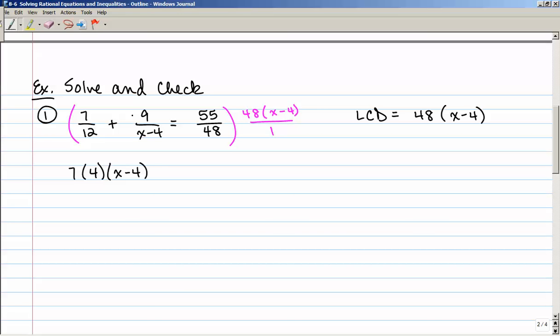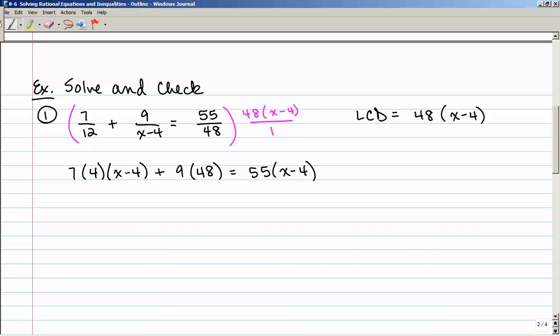And my denominator's gone. Now, multiplying 48 times x minus 4 times 9 over x minus 4, I'll have the 9. My x minus 4's cancel, and that leaves me with a 48. And then doing my last distribution, my 48s will cancel, and that leaves me with 55 times x minus 4. And now it looks a lot better. It's still a little sloppy looking, but it's a lot better than it was before because there's no fractions.